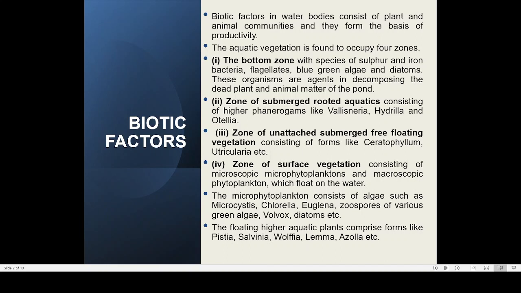So this is the nature of the Utricularia, and these are the two different types of plants which are present in the middle region, which are not attached with the bottom of the pond or the soil. Now the fourth zone is known as the zone of surface vegetation.